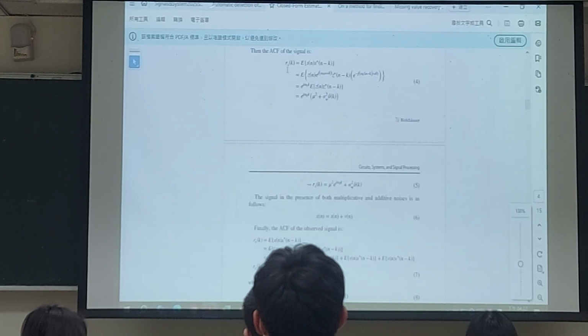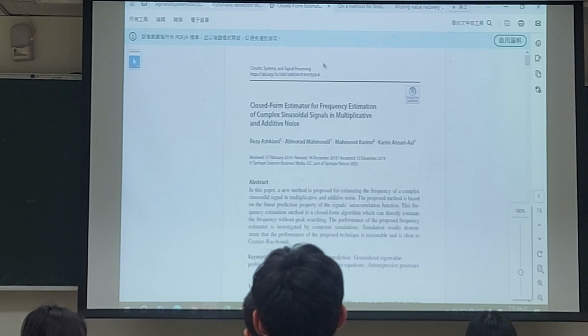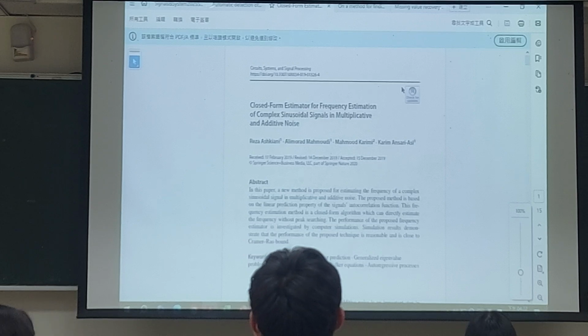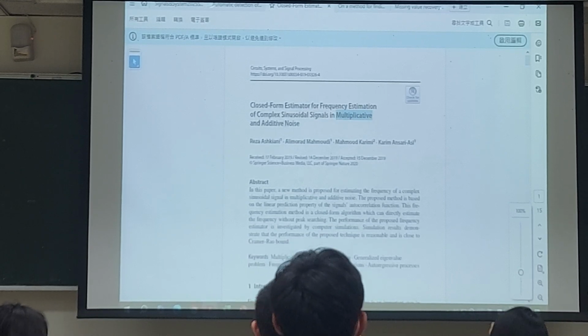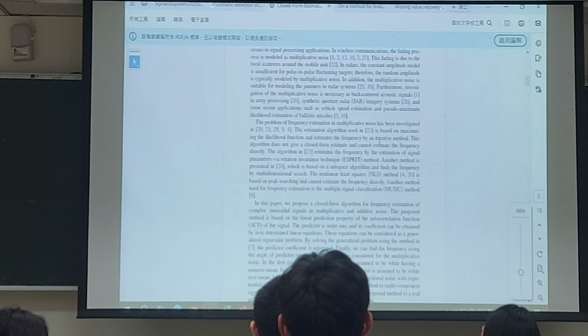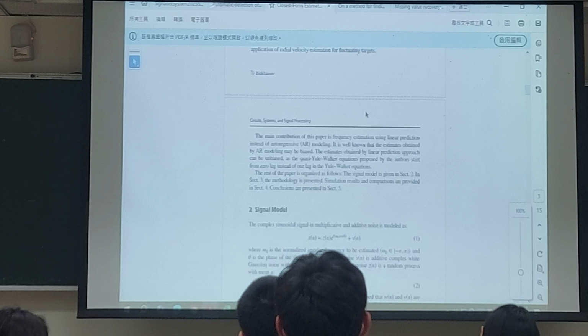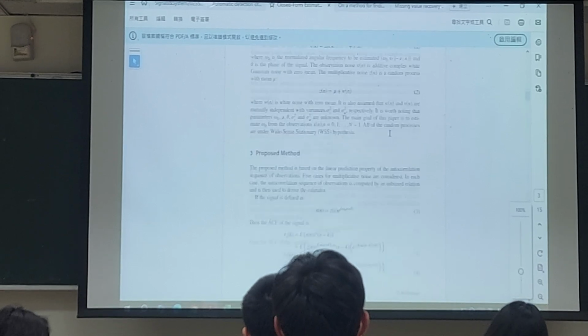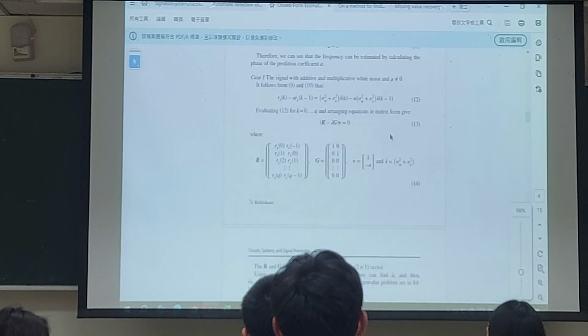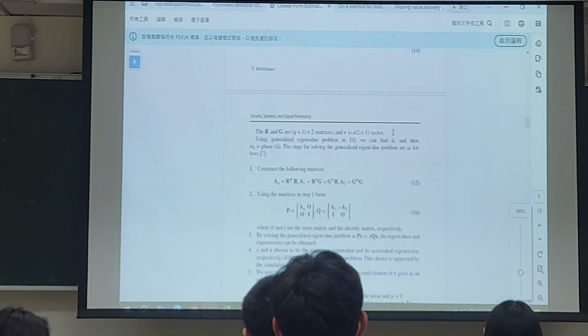And also another one. This one. The closed form estimator for frequency estimation of complex sinusoidal signals in multiplicative and additive noise. This is the keyword, multiplicative. Okay? Suppose your signals are contaminated by this noise. How do we estimate the frequency of the signals? Things like this. They are very useful, very interesting.